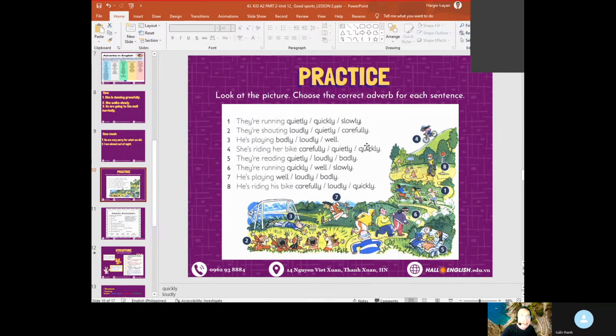Now try to look at the following words that we've been using here, right? All of these end in ly, and all of these words, such as quietly, quickly, slowly, loudly, carefully, well, these are all adverbs, right? B, do you have questions with this?